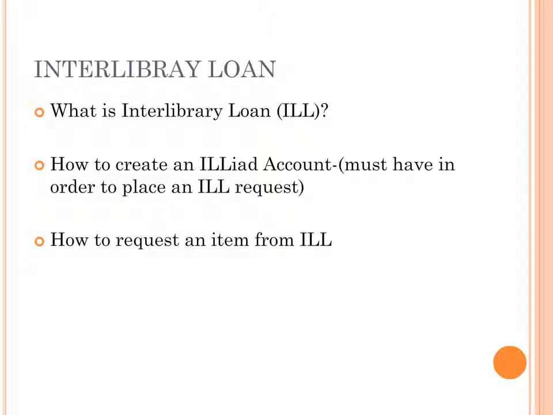This tutorial will walk you through setting up your Iliad account. Iliad is the electronic system used to request an item through Interlibrary Loan. The name Iliad is an acronym for Interlibrary Loan Internet Accessible Database. By having an Iliad account, you are able to request materials that Wiggins Library does not have from another library.